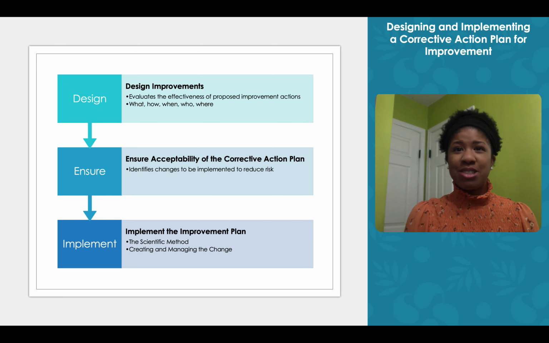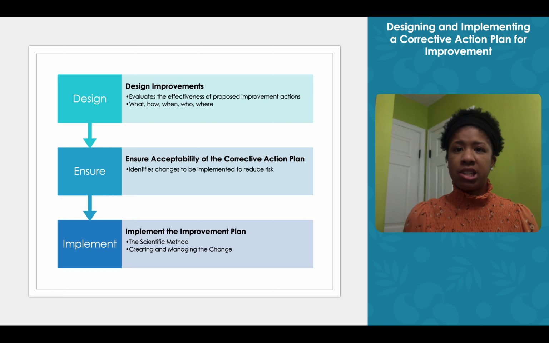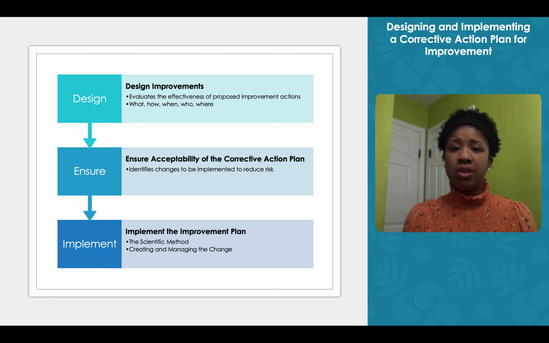The next steps are to evaluate the effectiveness of the improvement actions by asking what, how, when, who, and where. Ensure acceptability of the corrective action plan, then implement the improvement plan. The final steps of conducting a root cause analysis is not only creating change, but managing change. Now, at this point, you need to develop a vision and strategy that ensures long-term success. You should now focus all of your efforts on communicating, standardizing, and introducing the successful improvement initiatives.